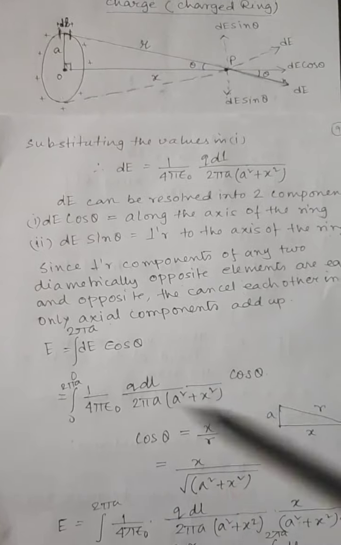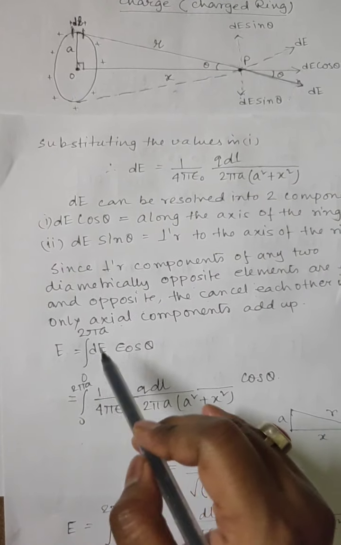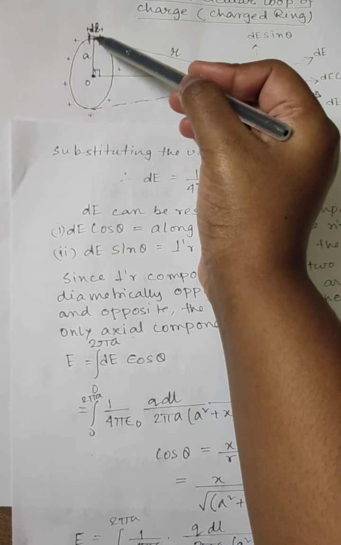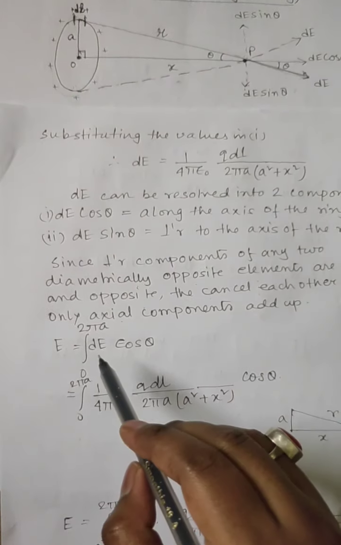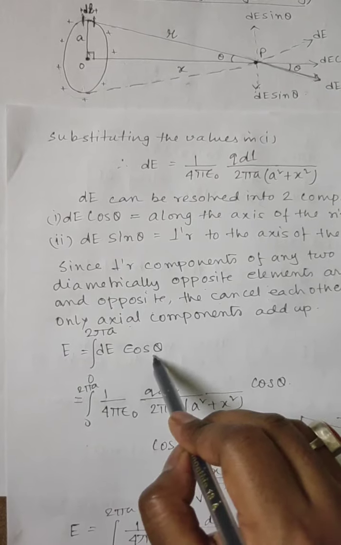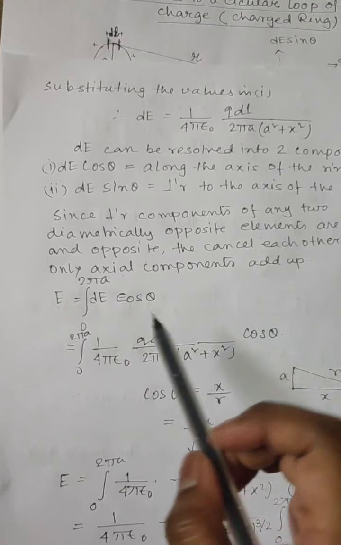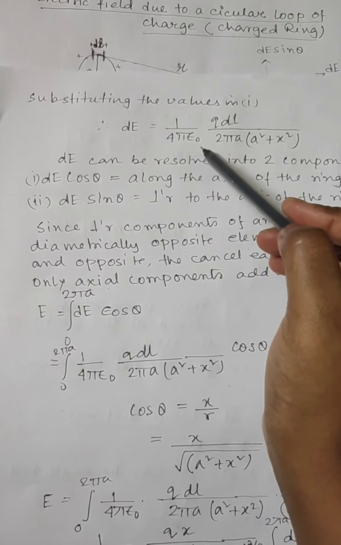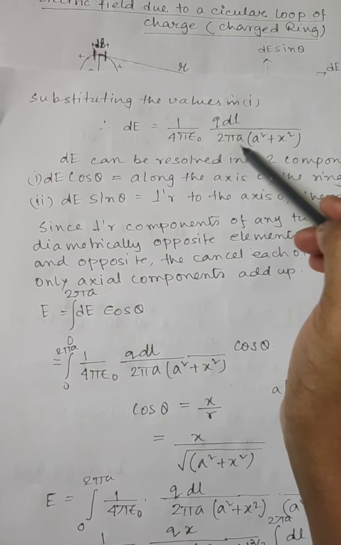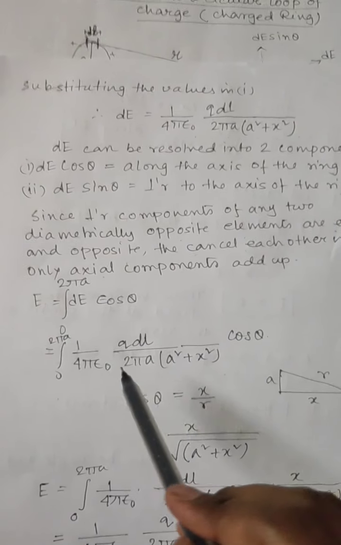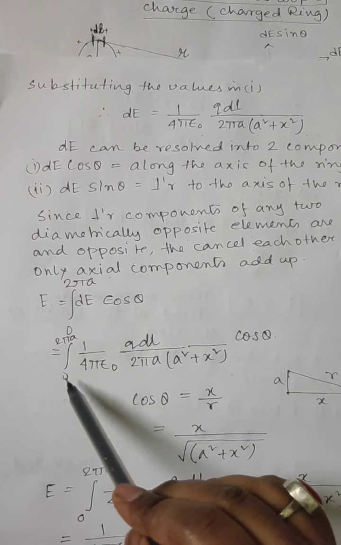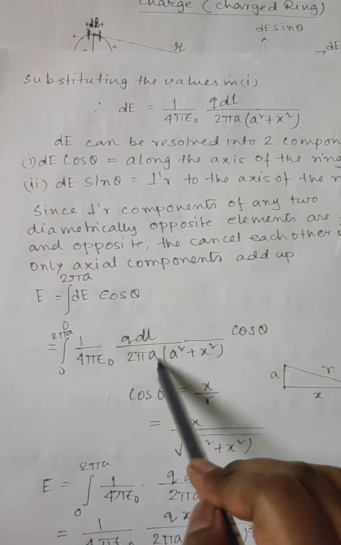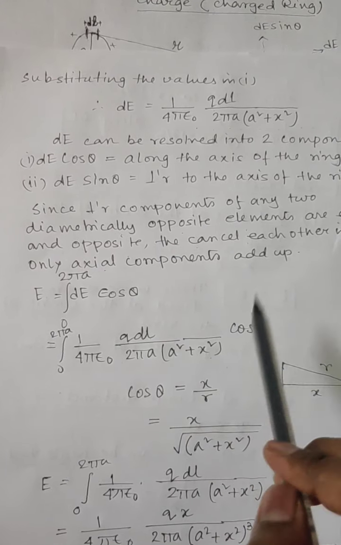So now what we have to do to find the electric field E, we have to integrate this whole area, that is 0 to 2 pi a. So the component we will integrate is dE cos theta. From here we have the value of dE as 1 by 4 pi epsilon 0 q dl by 2 pi a into a square plus x square. We will put this value over here: integration 0 to 2 pi a, 1 by 4 pi epsilon naught q dl by 2 pi a into a square plus x square into cos theta.